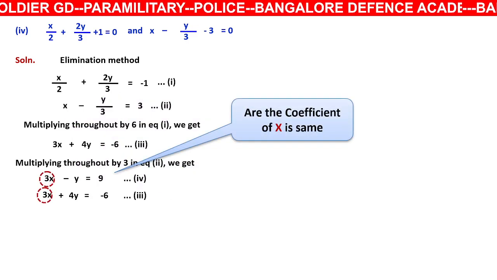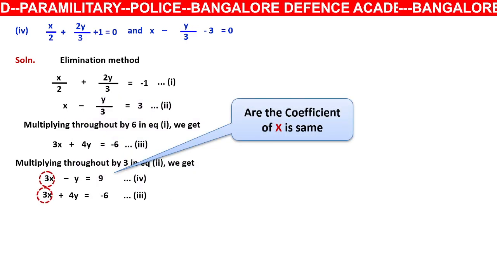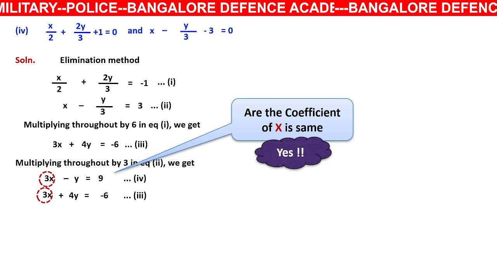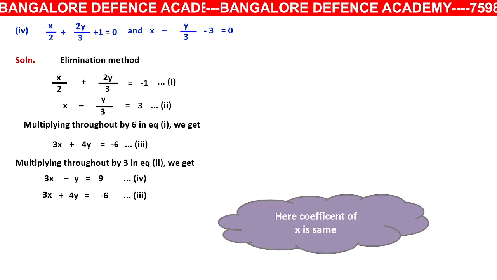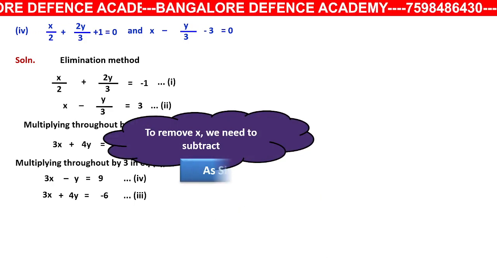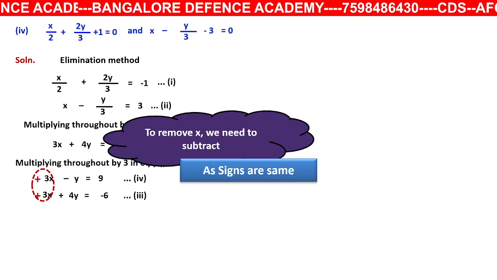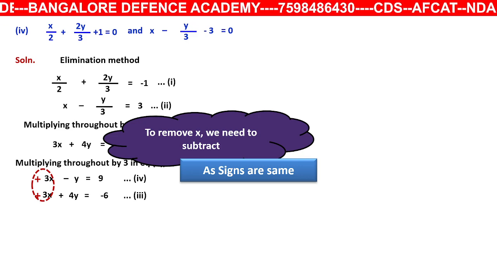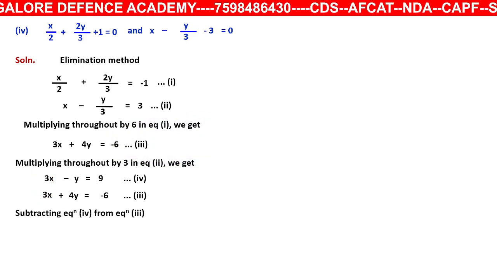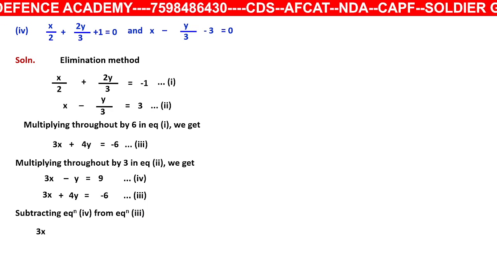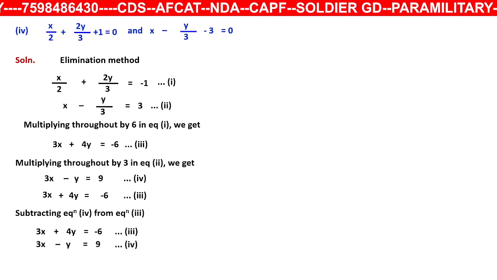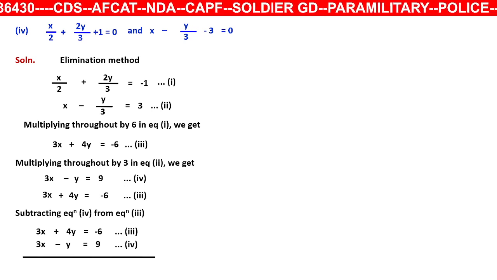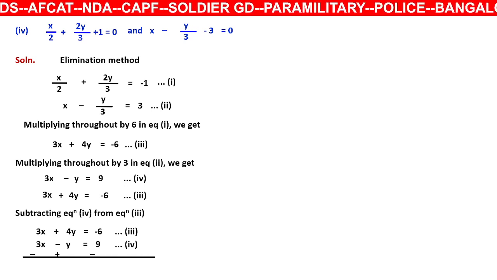So I'm going to remove that. But they both have the same sign, so I have to subtract. So we have seen that if the signs are same, to remove x we have to subtract. Okay, so when I subtract, that means I'm going to change the sign of all the terms in that equation. So here you have 3x plus 4y is equal to minus 6 and 3x minus y is equal to 9. Now change the sign: minus 3x plus y minus 9.